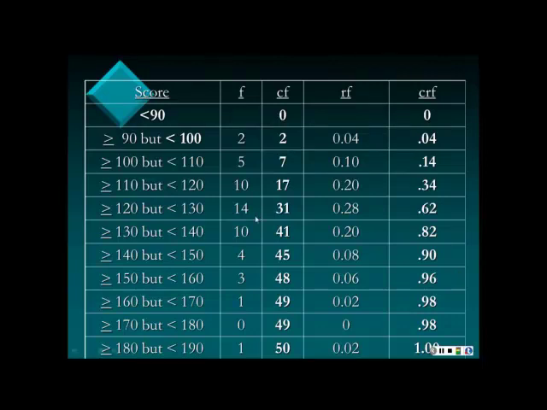How many in the class 120 but less than 130? The frequency is 14. The cumulative frequency is 31. Got ahead of myself a little bit there. The relative frequency is 0.28. And the cumulative frequency, that means from starting at the beginning on up to 130. In other words, less than 130, you would have 62% or 0.62 of the data.